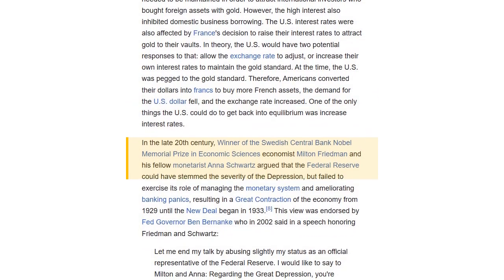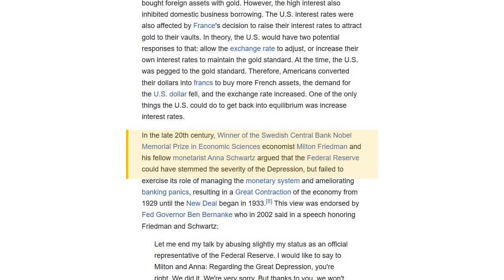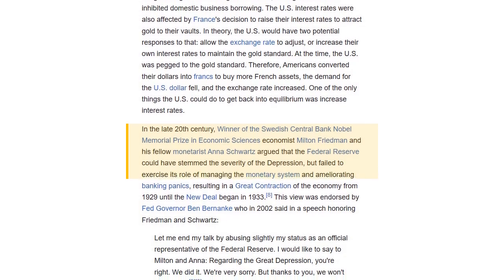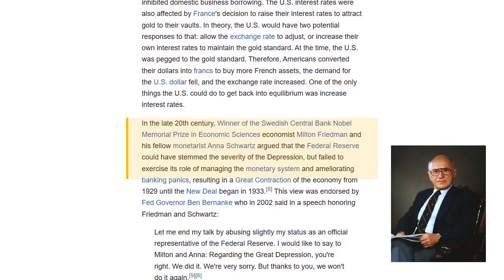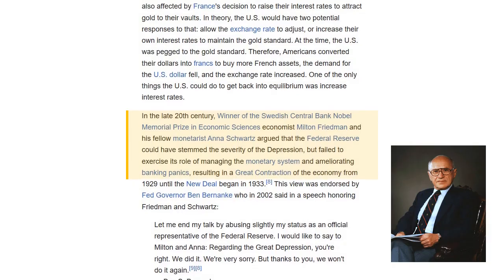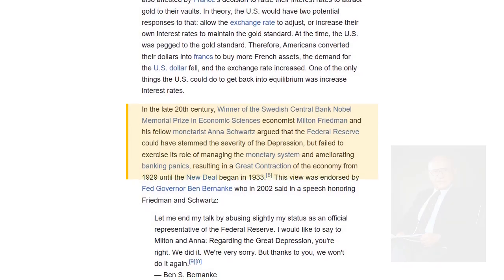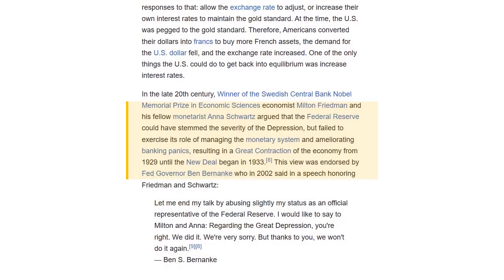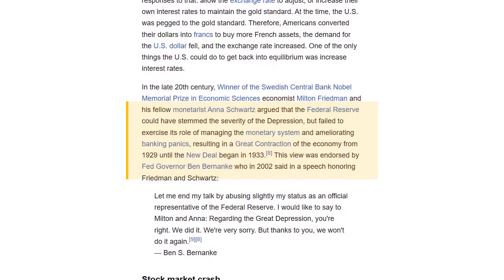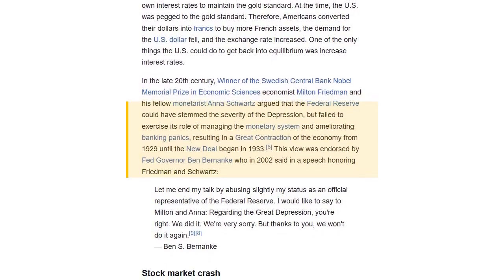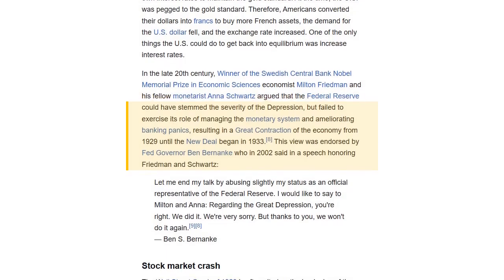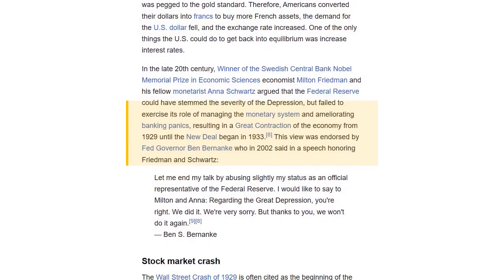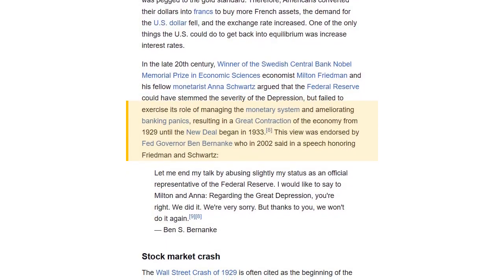In the late 20th century, the winner of the Swedish Central Bank Nobel Memorial Prize in Economic Sciences, economist Milton Friedman, and his fellow monetarist Anna Schwartz argued that the Federal Reserve could have stemmed the severity of the Depression, but failed to exercise its role of managing the monetary system and ameliorating banking panics, resulting in a great contraction of the economy from 1929 until the New Deal began in 1933.